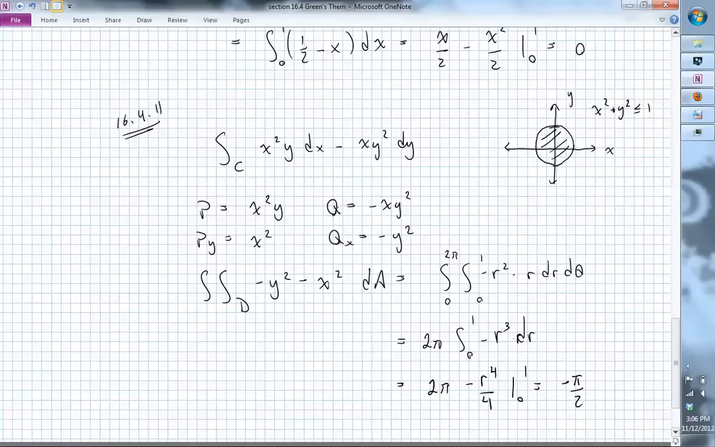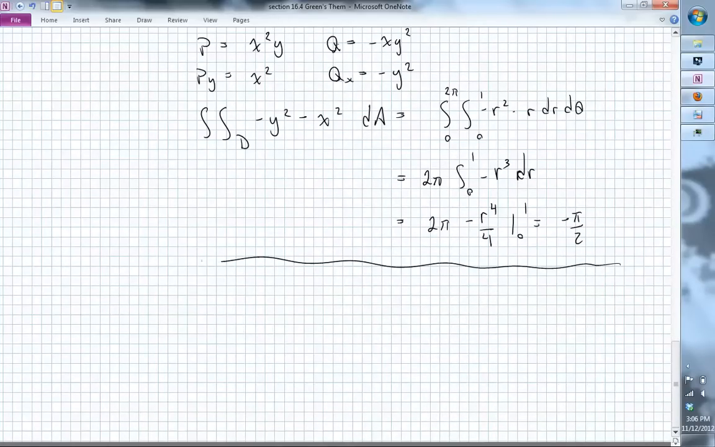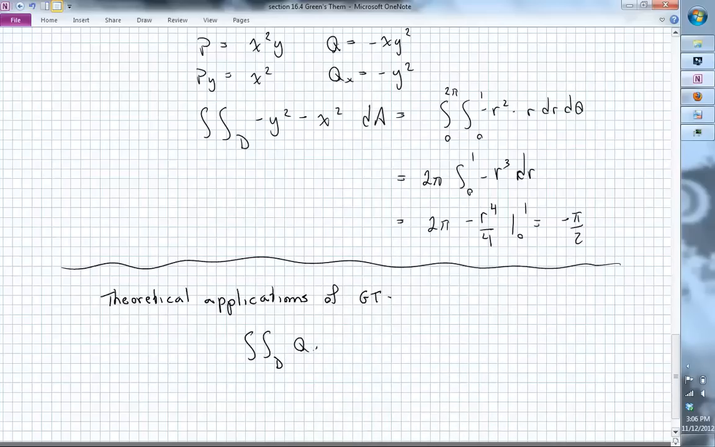All right. So let's talk about some of the theoretical applications of this thing. So theoretical applications of Green's theorem. So I'm going to rewrite it here just so we have it in front of us. So that the integral over D of Qx minus Py dA is equal to the integral around the boundary, oriented counterclockwise, of P dx plus Q dy. So that's Green's theorem.